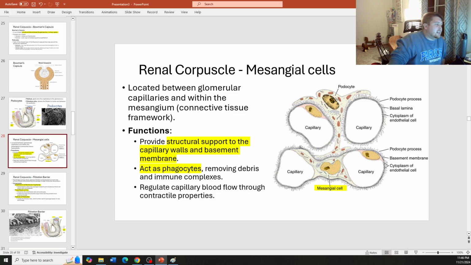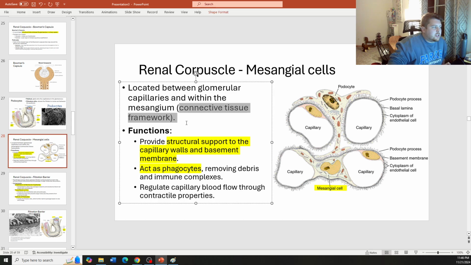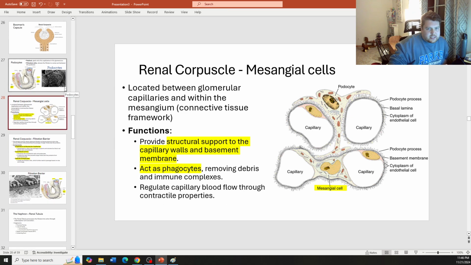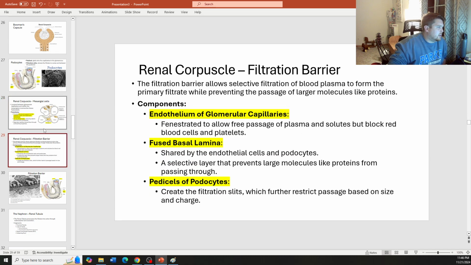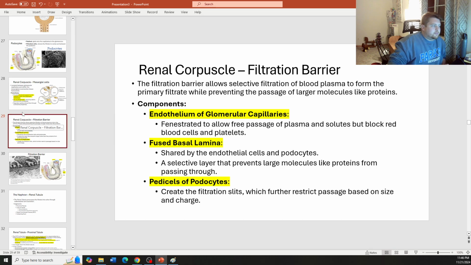Finally, we have mesangial cells. These are located between the glomerular capillaries and within the connective tissue framework known as the mesangium. These are our structural support cells. They support the capillary walls as well as the basement membrane, and they act as phagocytes. So if there's any kind of debris, yucky stuff going on, these guys swallow it up and make sure everything stays nice and clean.